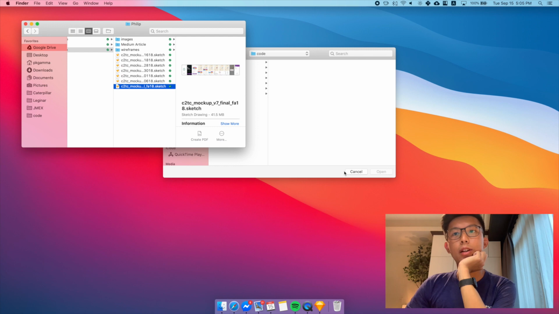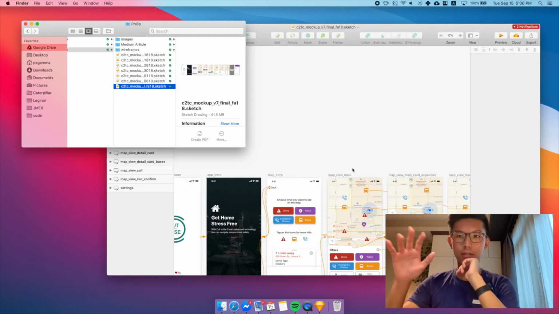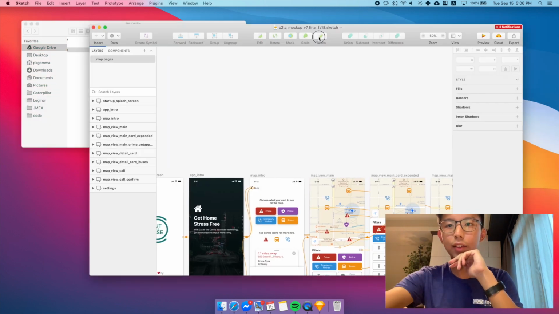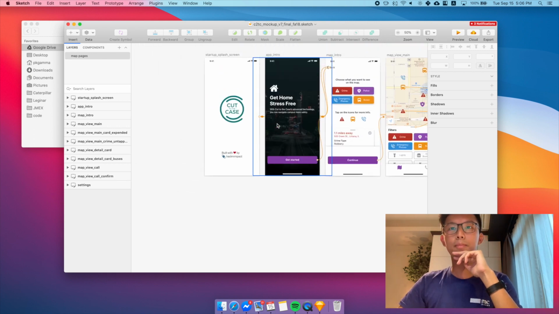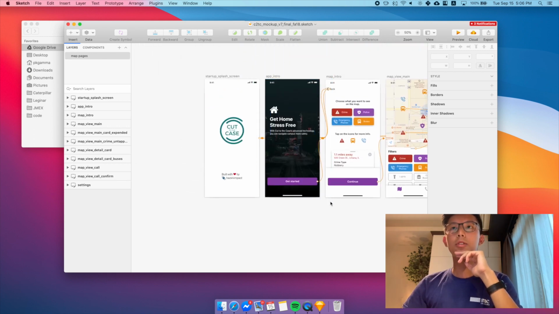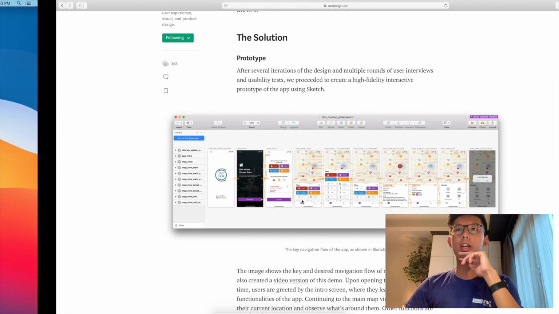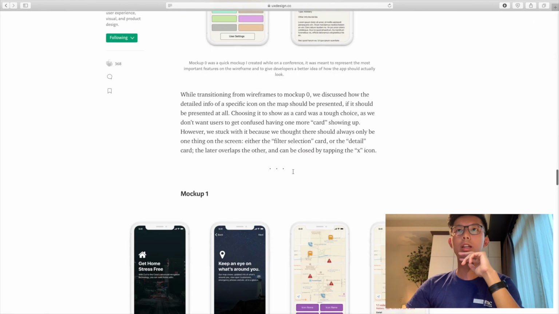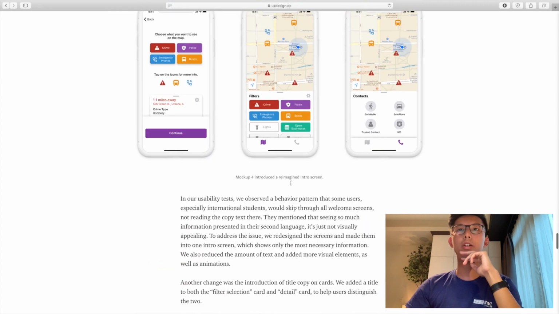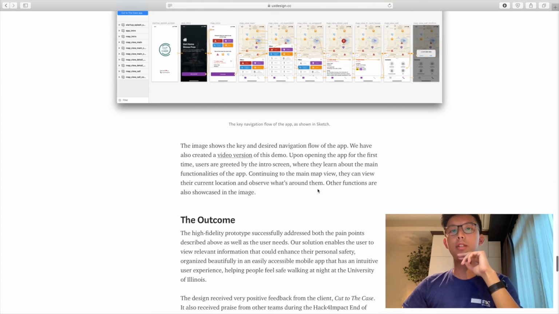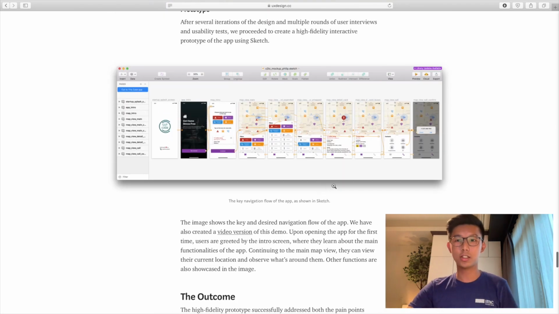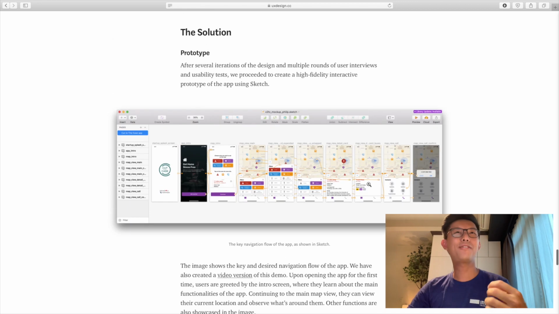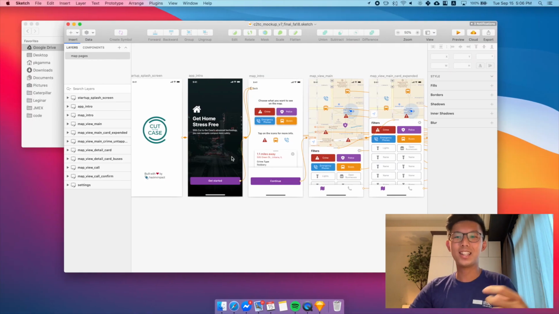I'll talk about the technical details of how we made this design, if I have time. Yeah, 10 minutes. Cool. So this is a design app called Sketch. Here, I was able to make the wireframe into an actual prototype that you can interact with. Of course, the functionality isn't there. It's just a prototype, a fake product for testing, right?